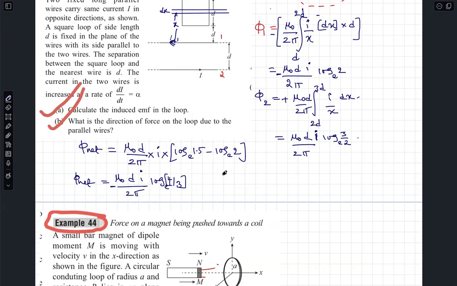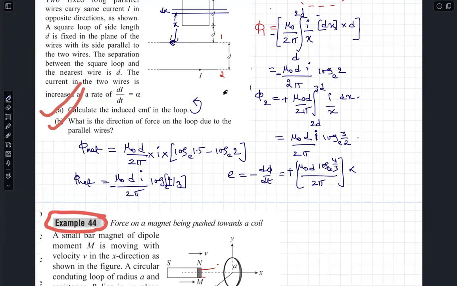What they ask is to calculate the induced EMF. EMF induced is minus d phi by dt. This will become plus mu naught d natural logarithm of 4 by 3 by 2 pi times dI by dt. Since plus came, the EMF induced is in the anti-clockwise sense.